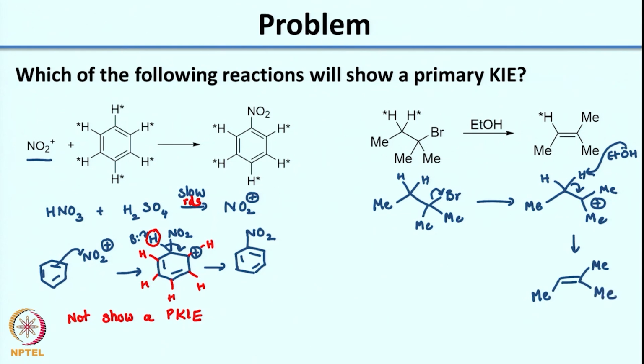So this is again a very interesting example where in the rate determining step you have the CH bonds intact. So this reaction will not show a primary kinetic isotope effect. So we saw 3 different reactions where in 2 reactions the CH bond was broken after the rate determining step. So you did not observe a primary kinetic isotope effect, whereas in one case the CH bond did not break at all, which is why you will not observe a primary kinetic isotope effect.